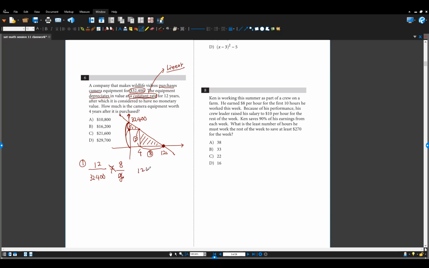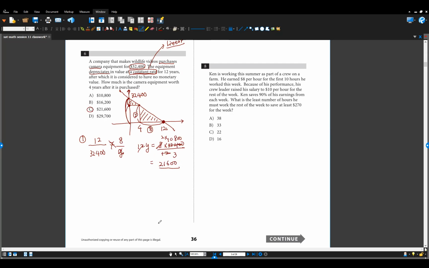So 12y equals 8 times 32,400. You can divide by 12. So you can divide by 4 is 2, and this is 3. This is 108,000. So 2 times 108,000 is what? 216,000, right? Yeah, that's it. I just used similar triangles from geometry.